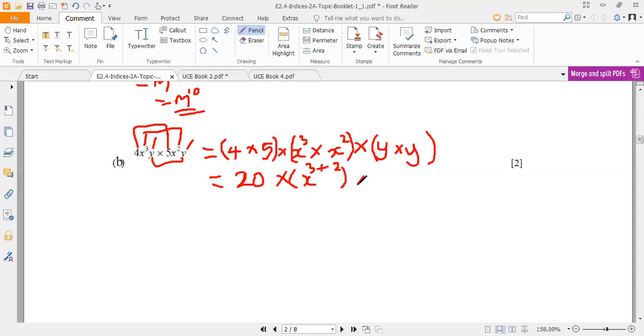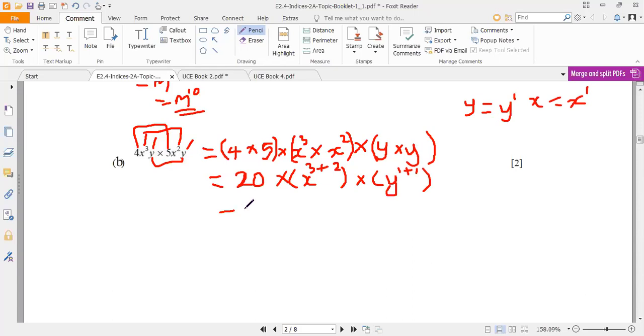Then I come to this one. Any number without a power means that number is to the power 1. For example, y is the same as y to the power 1, and x is the same as x to the power 1. So this is y power 1 and this is y power 1. Since I'm multiplying, I add the powers, so it will be y power 1 plus 1.